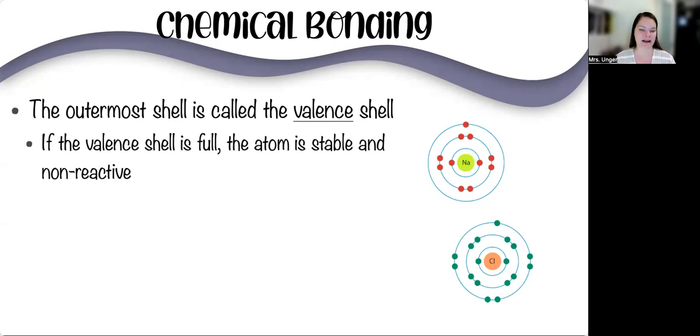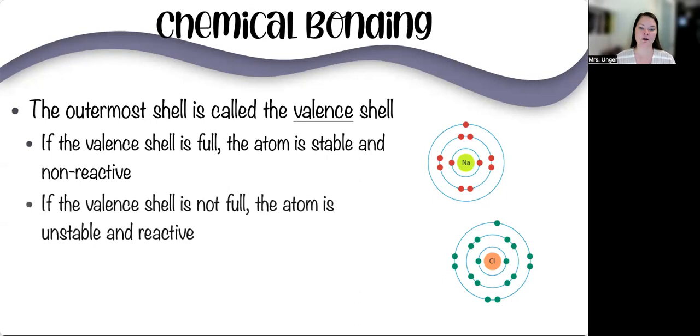But anytime you have an atom that does not have a full valence shell, we're going to say that that atom is unstable and reactive, and it's going to do something to try to make sure that that valence shell gets filled.